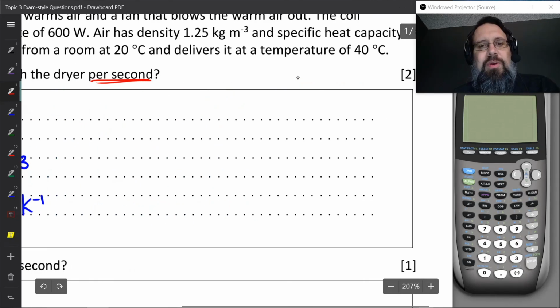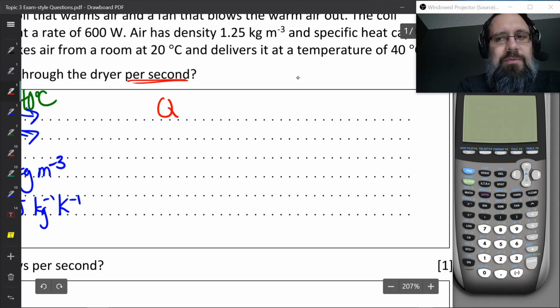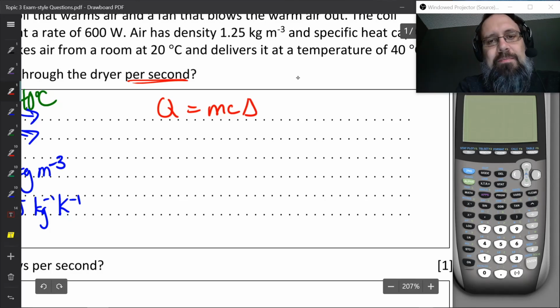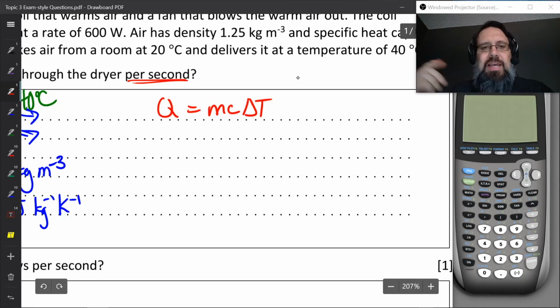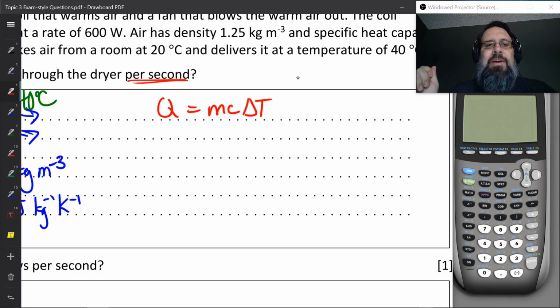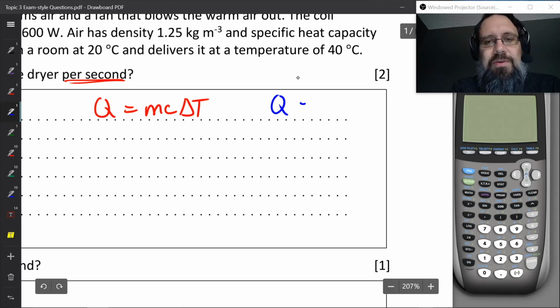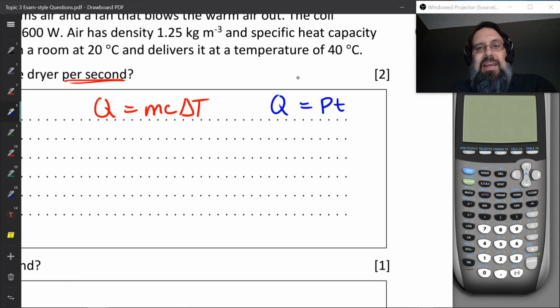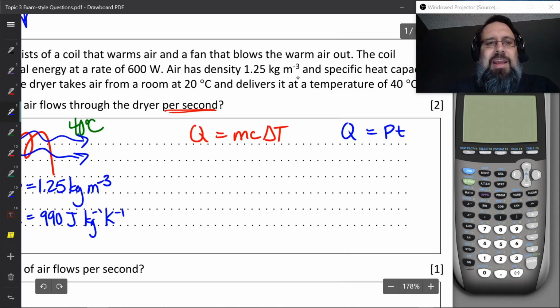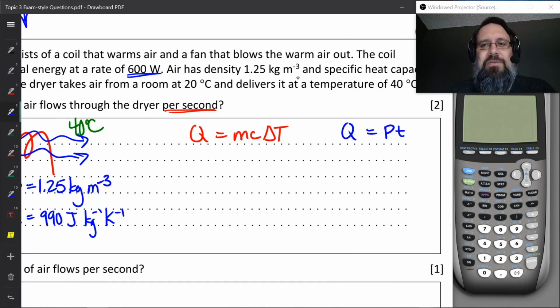So the equation Q equals mc delta T, well, it has mass in it, but it doesn't have per second in it. So we have a problem, but that problem can be fixed because we know that Q is also equal to power times time. That power is the energy per second, like a watt is a joule per second. So we can replace the Q with power multiplied by time. And that's great because it gave us the power of the blow dryer, 600 watts of energy transfer rate. And so we just have to replace Q with PT.